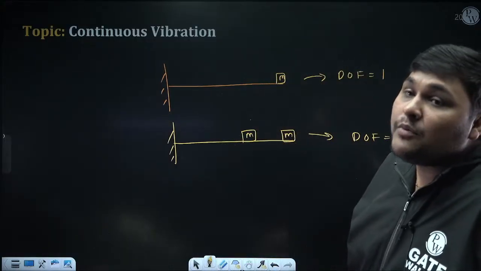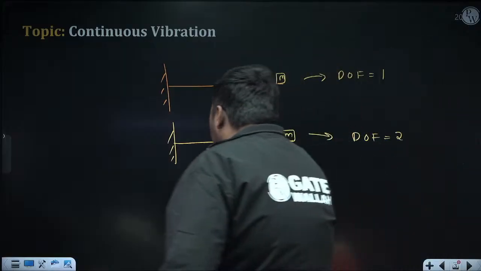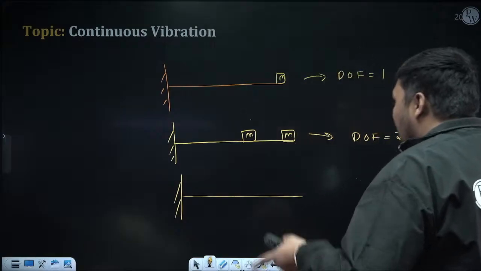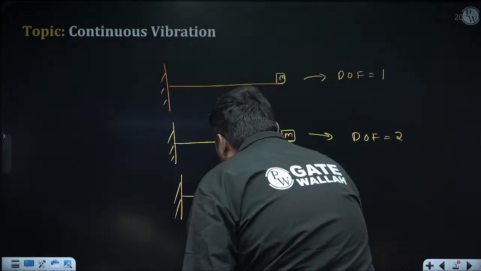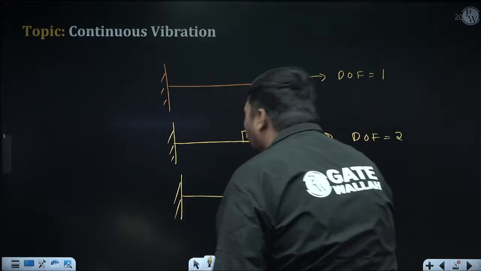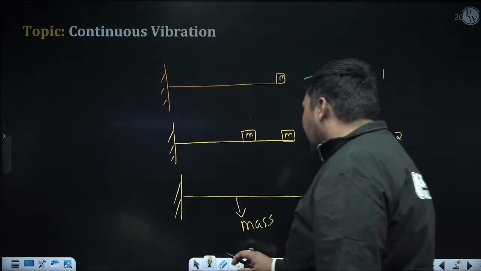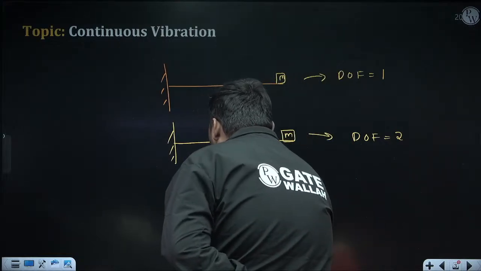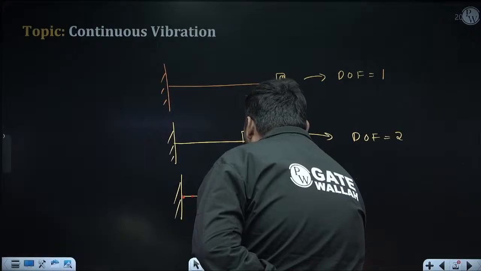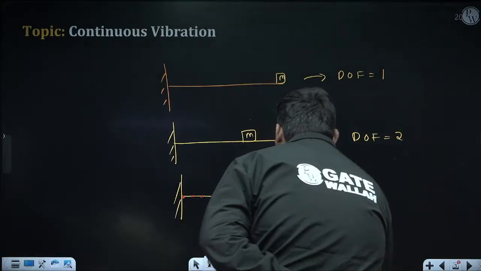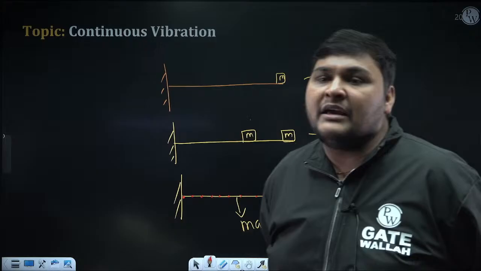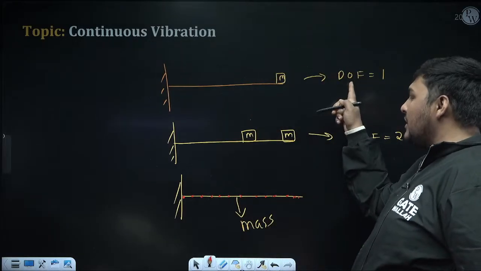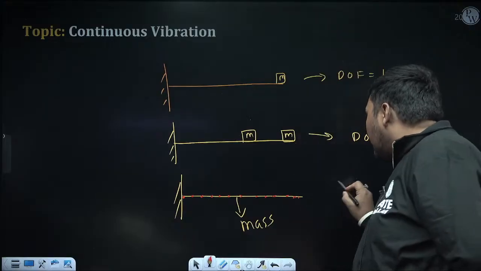Now, what is the meaning of continuous vibration? Continuous vibration means that in this beam, no point mass is attached separately, but the beam itself has inertia or mass. It is not massless, and if it has inertia, it is distributed mass. If it is distributed mass, can I say the mass of this beam is distributed over infinite points? So you can consider it as having infinite masses. If 1 point mass gives degree of freedom 1, and 2 gives 2, here its degree of freedom is infinite.